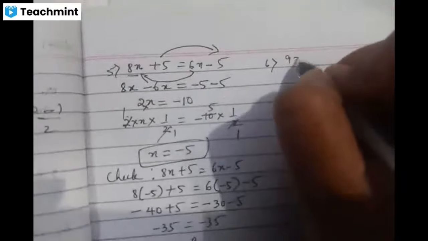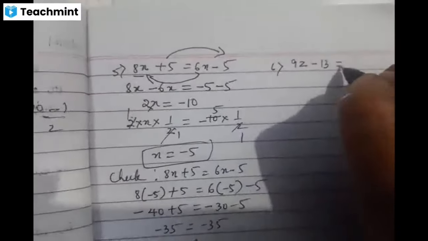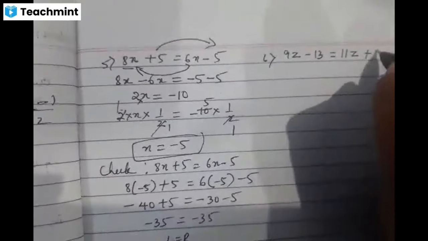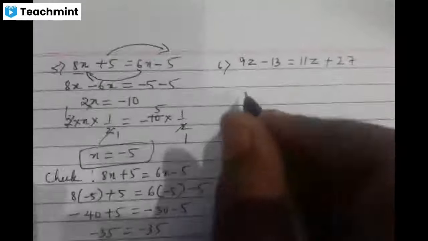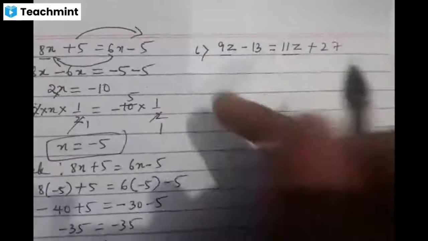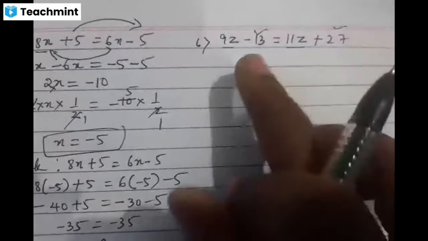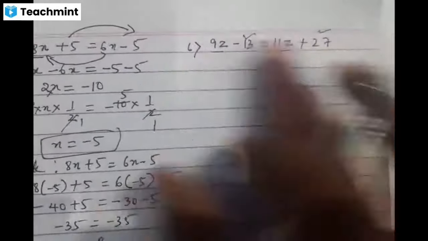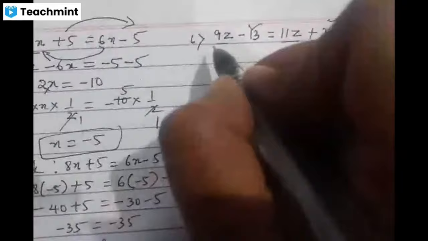Children, we have the same type of question again. Sixth one. You can do it yourself. Try to do it yourself. Now, we have like terms in the LHS as well as the RHS, and the constants also we have in the LHS as well as the RHS. It is time for transposing.